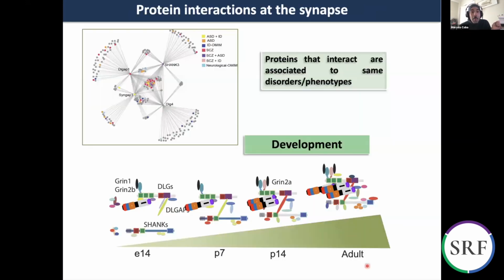To complicate things more, everything I have shown is what we know from all these years of work in mature rodent synapses. These things change a lot during development. We characterized these protein interactions through development, and what you get is very different in the cortex of E14 mice, through P7, P14, and adult. So protein interactions are very different.